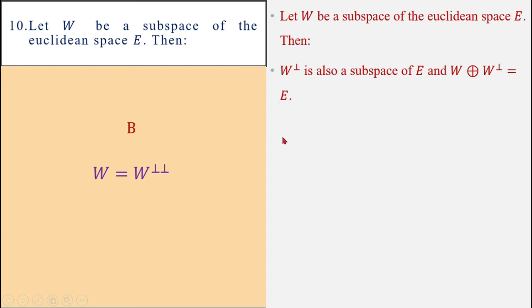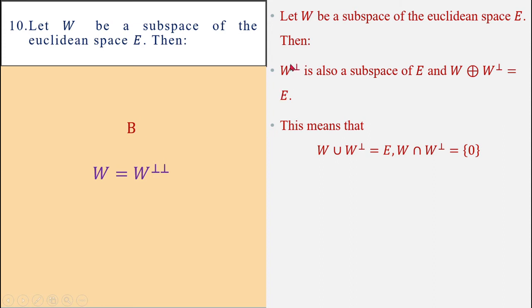That means if we take the union of W and W orthogonal, we will get E, and if we take the intersection of W and W orthogonal, there is only the zero vector. Means W union W orthogonal is equal to E, and W intersection W orthogonal is equal to the singleton zero vector. Now this happens for W orthogonal also.